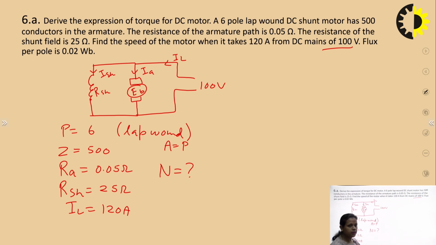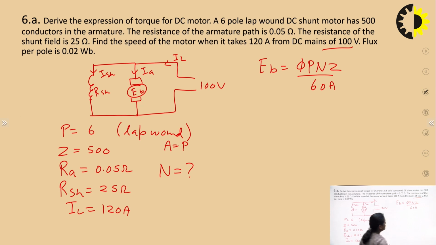And you have to find N, the speed of the motor. So how will you find it? First we will see in which formula there is a relation for N. We know that back EMF is equal to φPNZ upon 60A. So by using this formula, we can find the value of N. First we will see what the given values are for solving this equation, right? Phi is given 0.02 Weber, right?